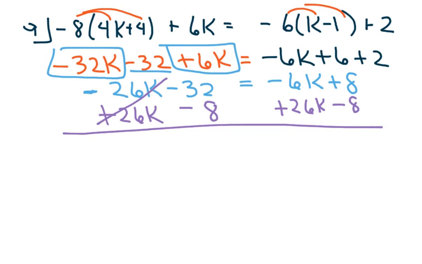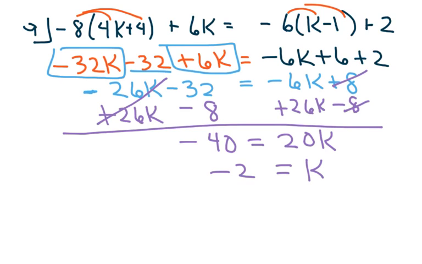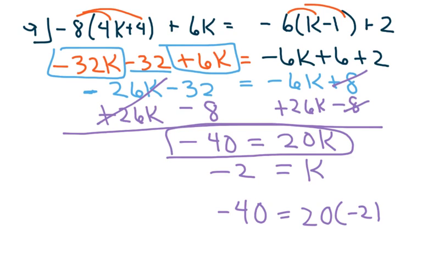These cancel. These cancel. My k is going to be on the right, and my constant's going to be on the left. So this is going to be 20k. So k is going to equal negative 2. And basically, I didn't even divide both sides by 20. All I did was say what number times 20 gives me negative 40. And that would be negative 2, because 20 times negative 2 equals negative 40. On these easy ones, start practicing trying to do these in your head. All right, so my solution set is negative 2.